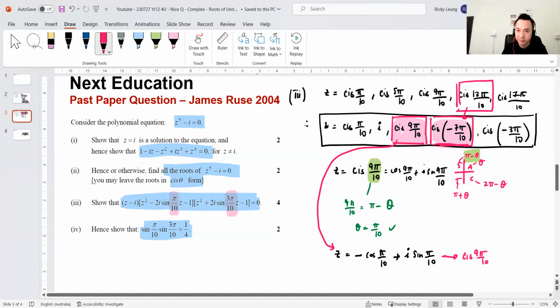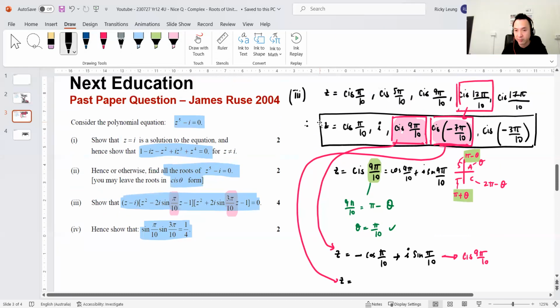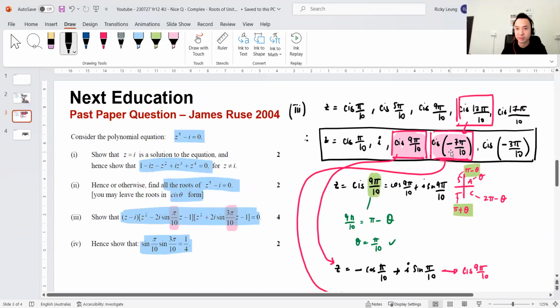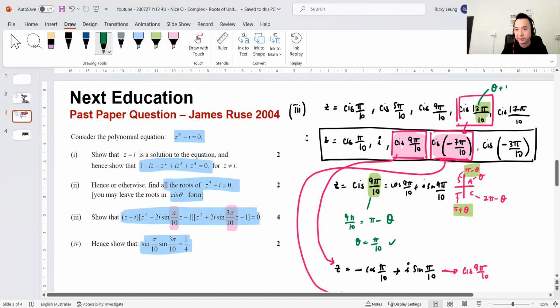Now, 13 pi on 10 feels like I'm going to use pi plus theta, because pi plus 3 pi on 10 gets me 13 pi on 10. So if I explore this guy over here, I'm just going to draw another pink arrow, if you follow my arrows. So that would equal z, if I say that's 13 pi on 10. Let me just highlight this working out over here. If this guy here is in the third quadrant, which it is, then that would be theta plus pi, and therefore theta must be 3 pi on 10.